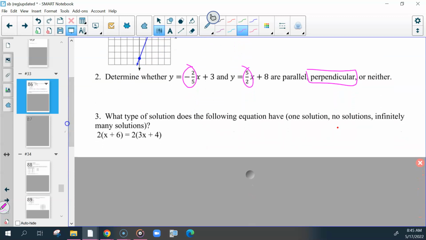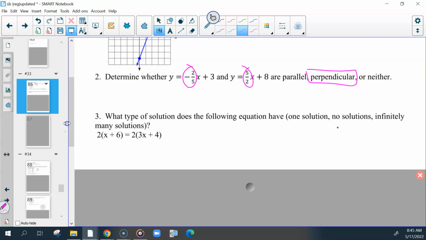And then for number 3, you didn't have to solve this completely, but as you start solving it, if I distribute everything, we get 2x plus 12 equals 6x plus 8. From this, what type of solution would we have? Yeah. If we had the same coefficient on both sides but different constants, there would be no solution. And if everything was the same, there'd be infinitely many. Questions on those 3?